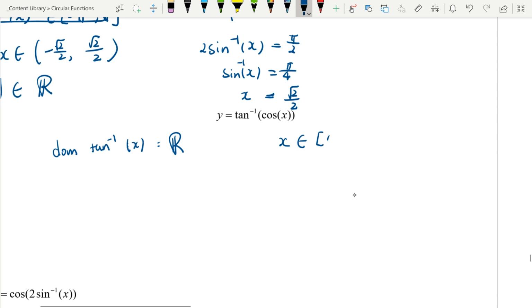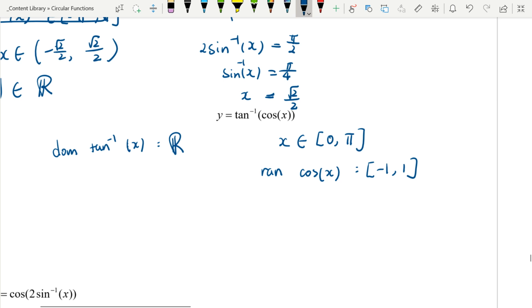0 to pi. We restrict because we also have the inverse function, so that's why we restrict it from 0 to pi, to become a one-to-one function. So the domain for cos and the domain for this composite function will be 0 to pi. So what you can put in cos first is 0 to pi. Okay, so what's the range for the inner function? Range for cos is negative 1 to 1.